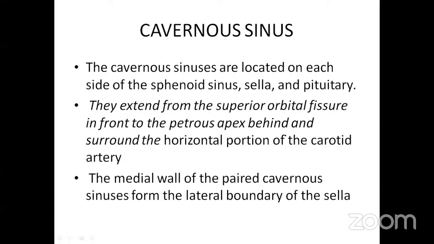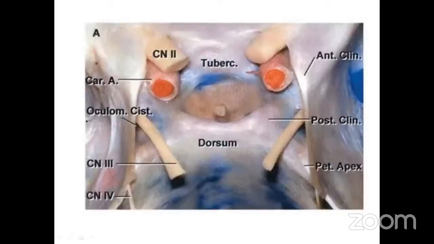The medial wall of the paired cavernous sinus is from the lateral boundary of the sella. As you can see here, the cavernous sinus is going to be present in the lateral wall of the sella. We can see that this is a cross-sectional view. We are looking from above, from inside. This is going to be anterior. This is posterior. This is going to be right side of the patient, and this is left side of the patient. You can appreciate a pituitary gland in the center.